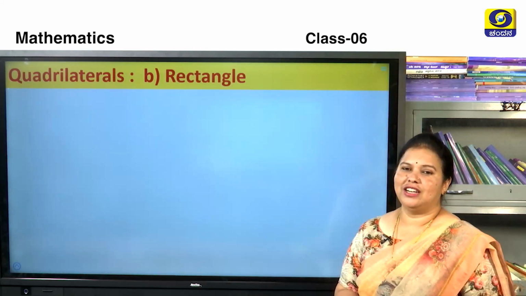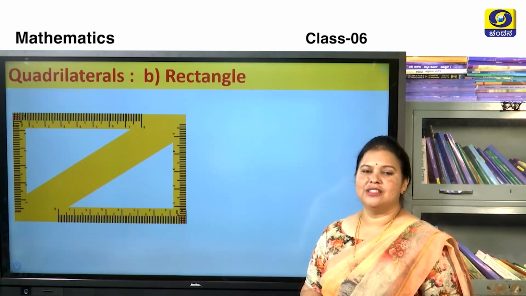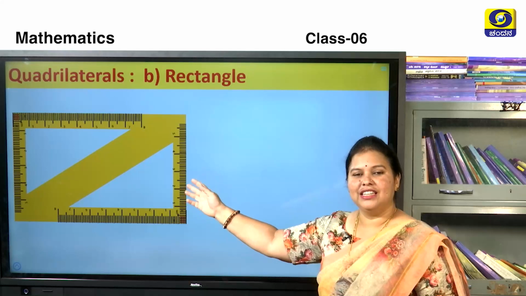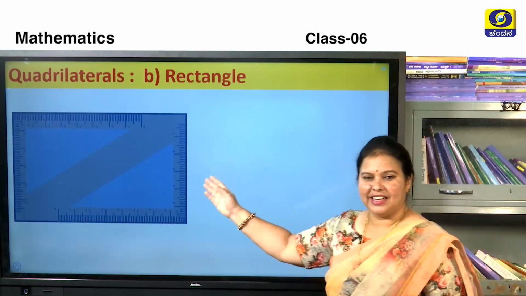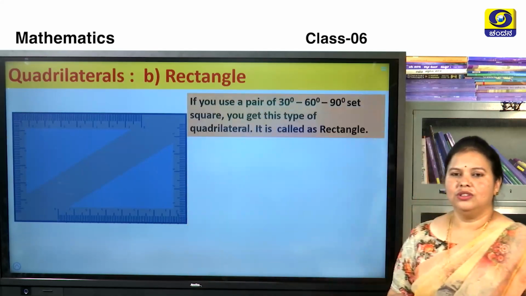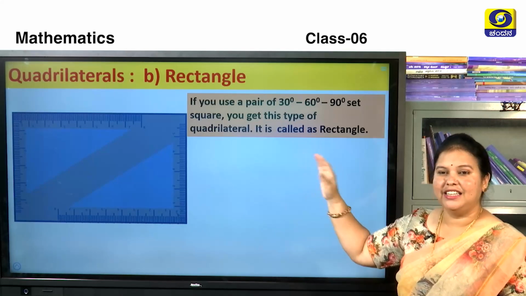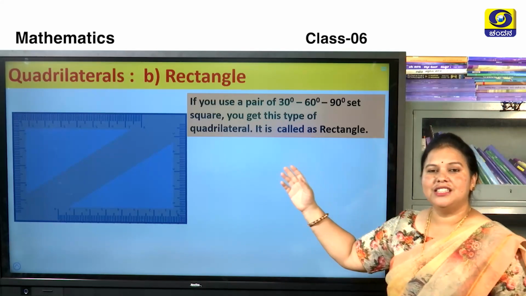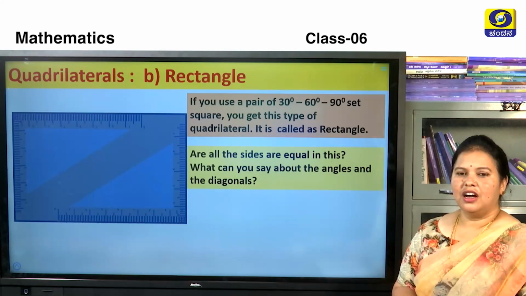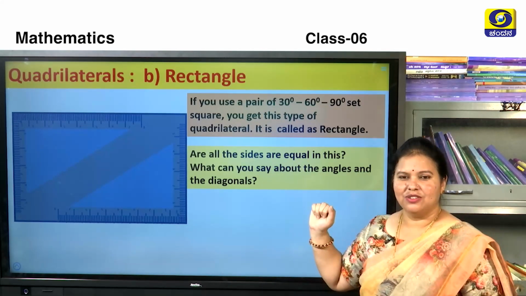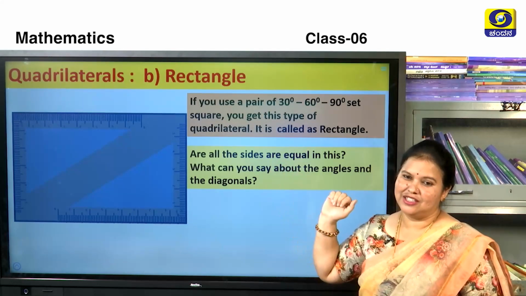Another type of quadrilateral is the rectangle. If you arrange your set squares in this manner, you will get this shape. The shape formed is called a rectangle. So, if you use a pair of 30 degree, 60 degree, 90 degree set squares, you get this type of quadrilateral. It is called a rectangle. Are all the sides equal in this? What can you say about the angles and the diagonals?